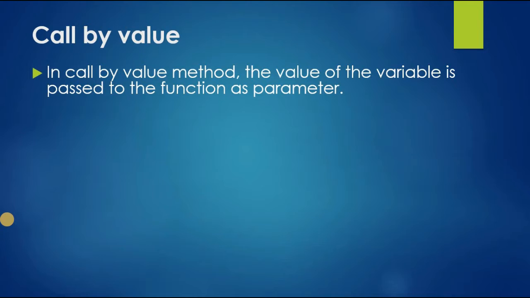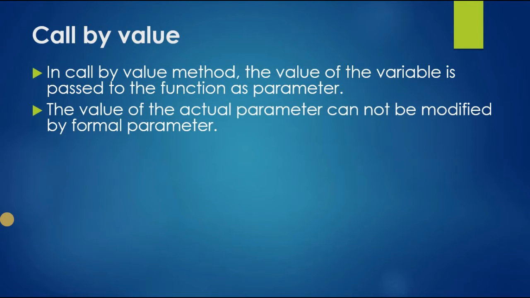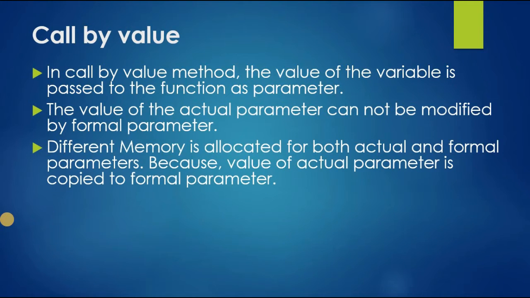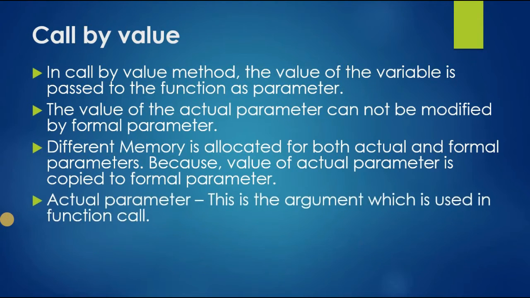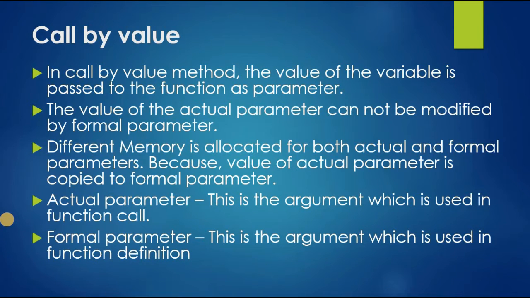Call by value. In the call by value method, the value of the variable is passed to the function as a parameter. The value of the actual parameter cannot be modified by the formal parameter. Different memory is allocated for both actual and formal parameters because the value of an actual parameter is copied to the formal parameter. Actual parameter means the argument which is used in the function call, and formal parameter means the argument which is used in the function definition.